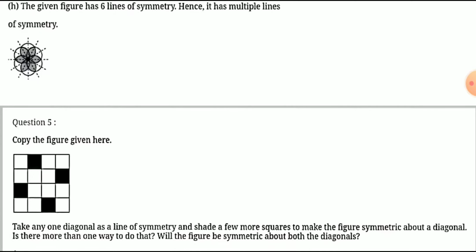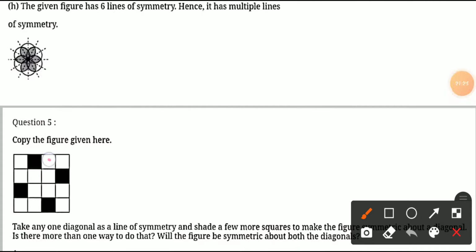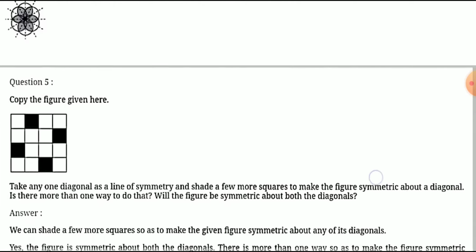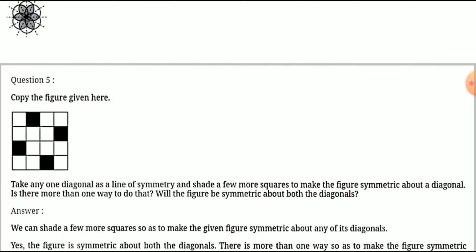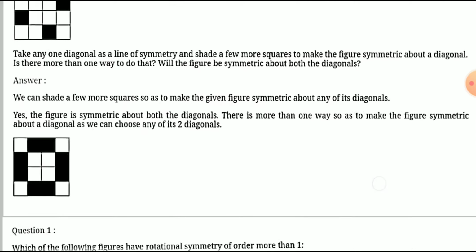Now question number 5. In question number 5 you need to shade the remaining part. So in the first part here you will shade, in this you shade here, here you will shade here. Take any one diagonal as a line of symmetry and shade a few more parts, so it will look like this.